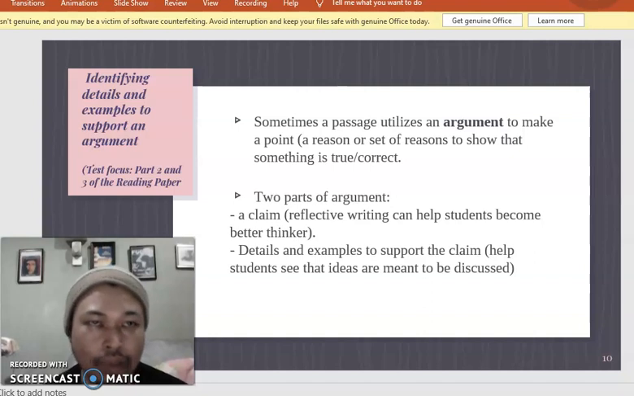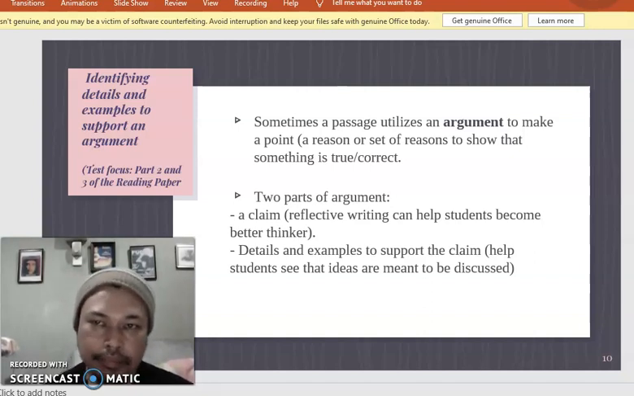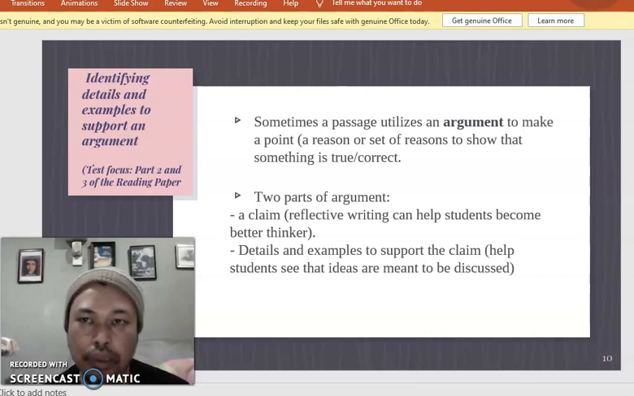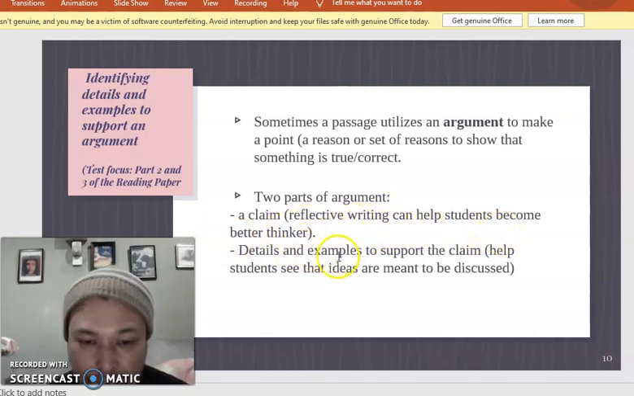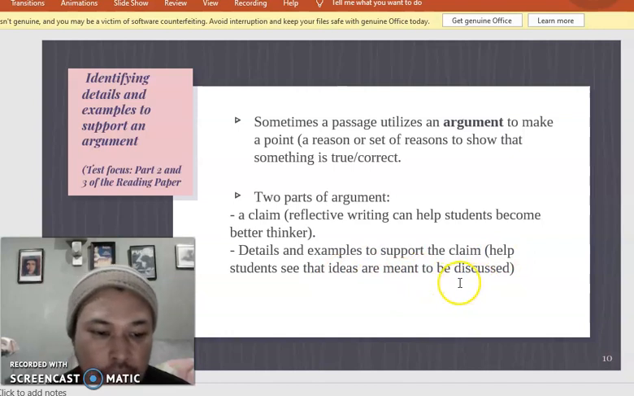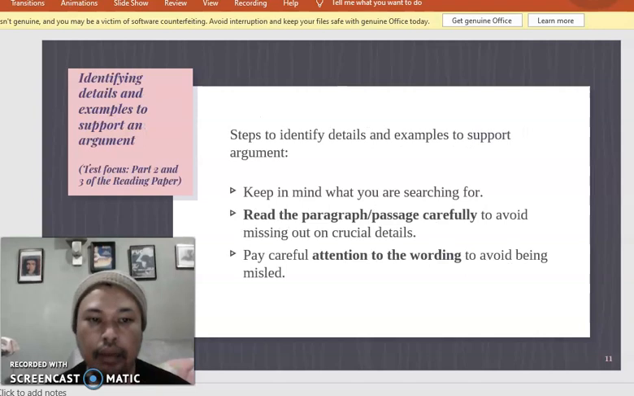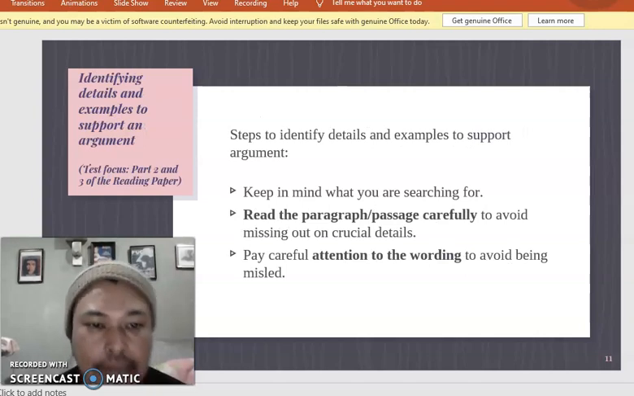I hope this new format is better. The new format is meant to make it easier for you to score in a question. There are two parts of an argument: a claim, for example, reflective writing can help students become better thinkers, and details and examples to support the claim, which help students to see the idea being discussed. Okay, we go to the next one: identifying details and examples to support an argument.